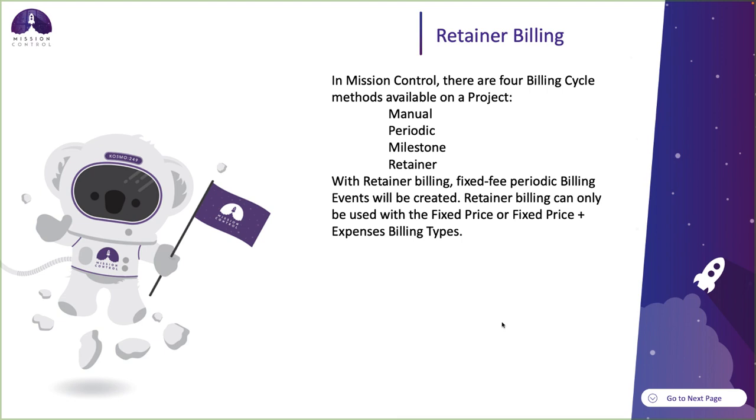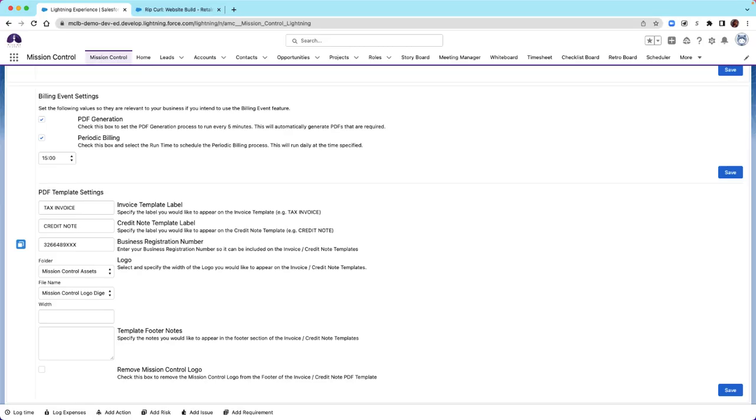There are 4 billing cycle methods available on the project: manual, periodic, milestone, and retainer. The retainer billing cycle enables you to raise fixed-fee periodic billing events. This is ideal for companies that want to charge their customer a fixed fee on a retainer-based support agreement. For example, a marketing agency may have an annual retainer with their client for $120,000 and want to raise a monthly retainer invoice for $10,000.